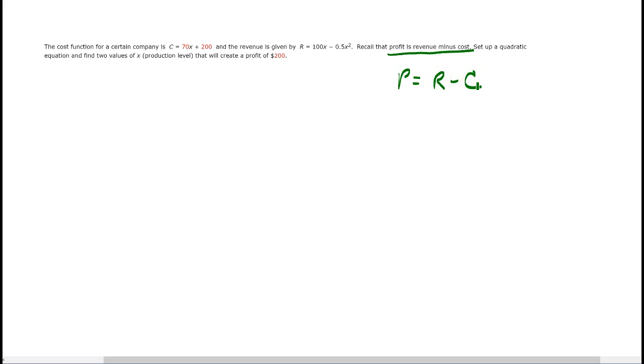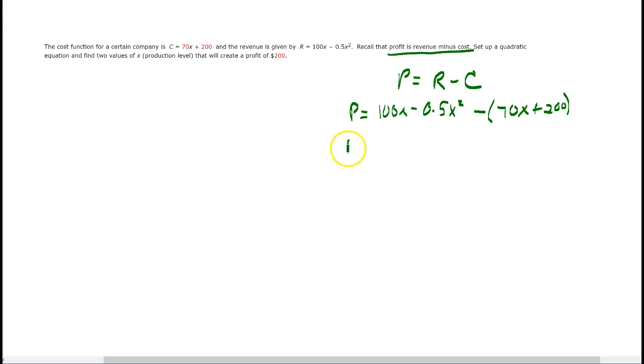Set up a quadratic equation and find two values of x, where x is the production level, that would create a profit of $200. So we need to come up with a profit function first. So we're going to do profit equals, we have our revenue function, 100x minus 0.5x squared, minus the cost function, which is 70x plus 200. Okay, so there's my revenue function and my cost function.